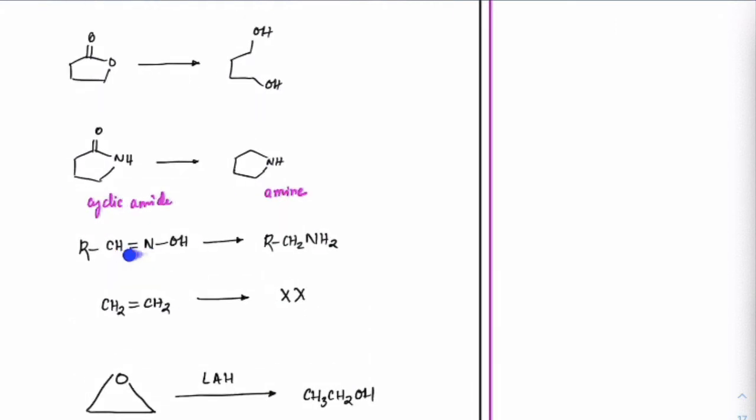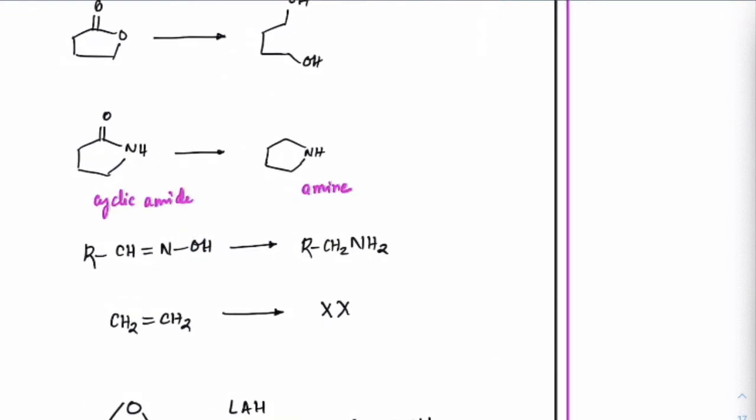If you have C double bond N and OH, this functional group is called oxime. You may have come across it in tautomerism. This is called oxime. Oximes are also going to get reduced into the form of amines.